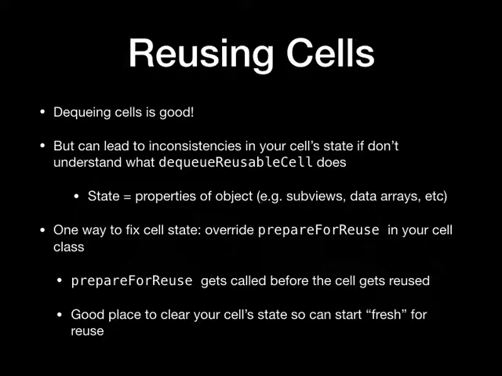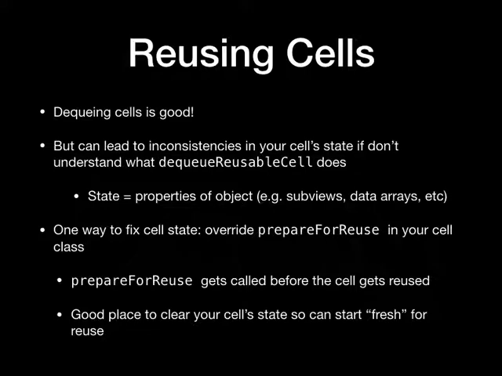And then sometimes when you reuse the cell, you need to make sure that your cell is in a proper state to be reused every time you dequeue it. Every time you do dequeue reusable cell, you're dequeuing a cell that may or may not have already been used. It could be a new cell, or a cell you've already used before, but you're now using it for a different data object. So you want to make sure your cell is in a proper state before you reuse it.